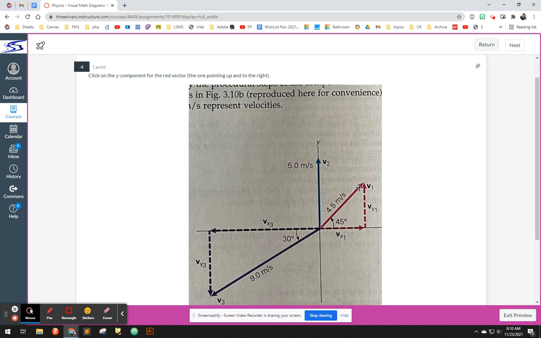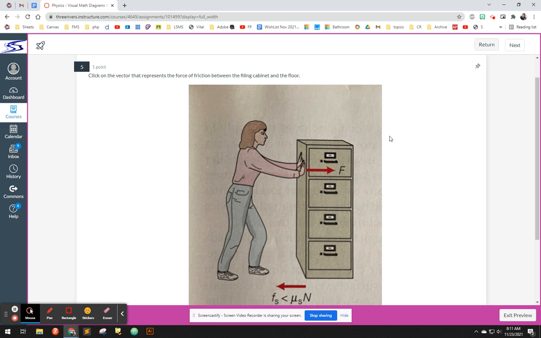Okay, so this is the red vector, and the y component is this one. It's even labeled y, right? The red vector. Next, click on the vector that represents the force of friction. Okay, this is the person's force, and this is the force that's opposing it, right? You push on a cabinet like this and it's going to resist. You'll clearly feel it. You're pushing that way, it's pushing this way. All right, so there's that. And that's just me trying to get you to acknowledge that you realize that this is the force of friction.